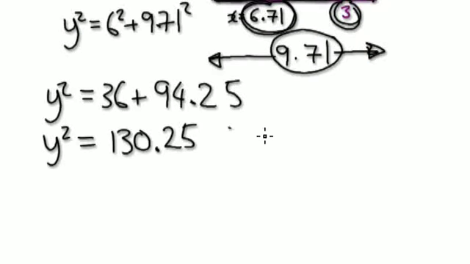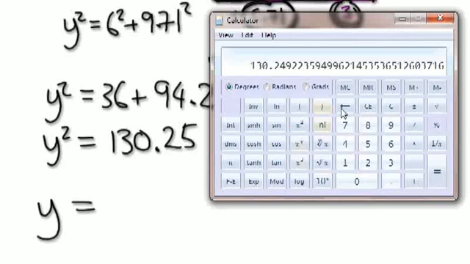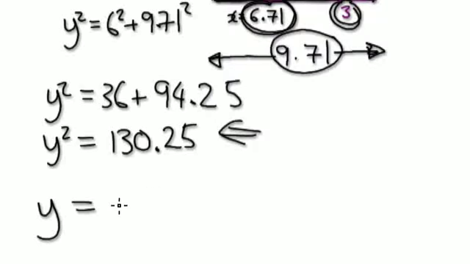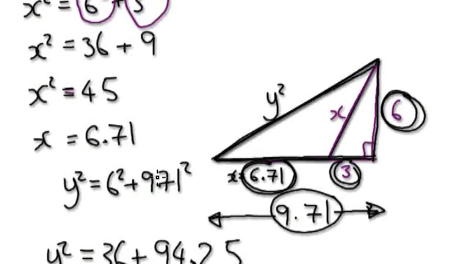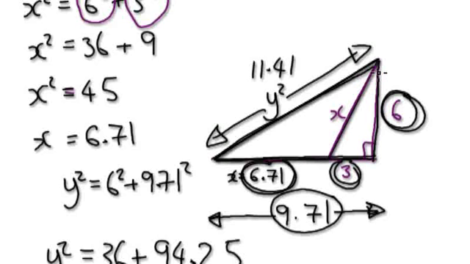So at the moment we are here. Square root both sides. So this will be y, and square root it. This would be 11.41. So the diagonal length is 11.41. So this length here is 11.41. This length here is 6.71, and this is also 6.71. So this is 6.71, this is 6.71, and this was whatever it was.